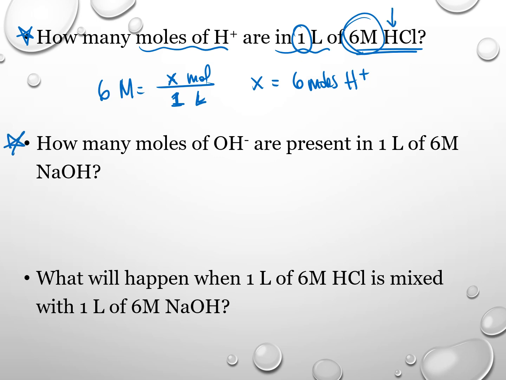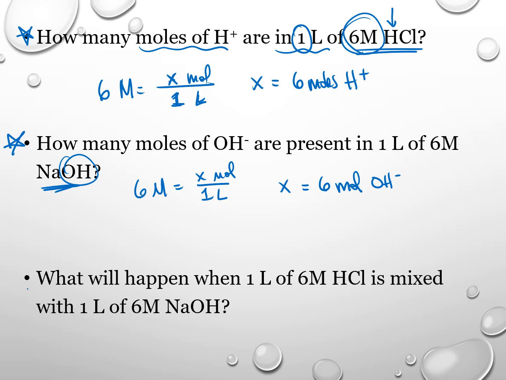Same idea, but now let's think about how many moles of hydroxide are present in 1 liter of 6 molar sodium hydroxide. So again, we're going to look at 6 molar sodium hydroxide. How many moles of hydroxide do we have in that 1 liter? Again, X is going to be equal to 6. And because I have 1 hydroxide in every 1 sodium hydroxide, we end up with 6 moles of hydroxide polyatomic ions.